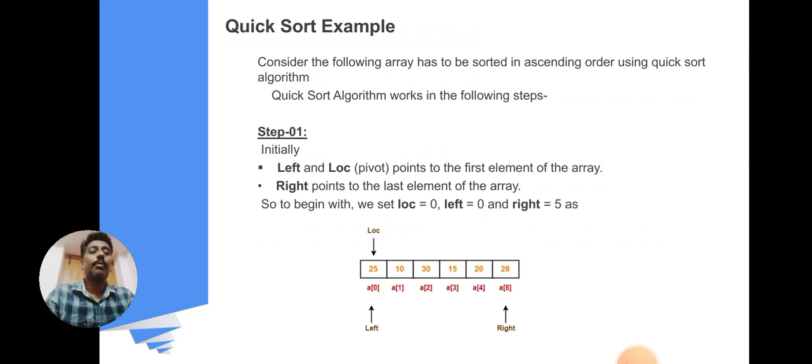Here I'm giving one example. For example, I'm choosing one array named A of 5, that means here I am using 6 elements: 25, 10, 20, 15, 20, and 28. And here I'm using three pointers: location, left, and right. Left and location point to the first element of the array, and right points to the last position of the array.